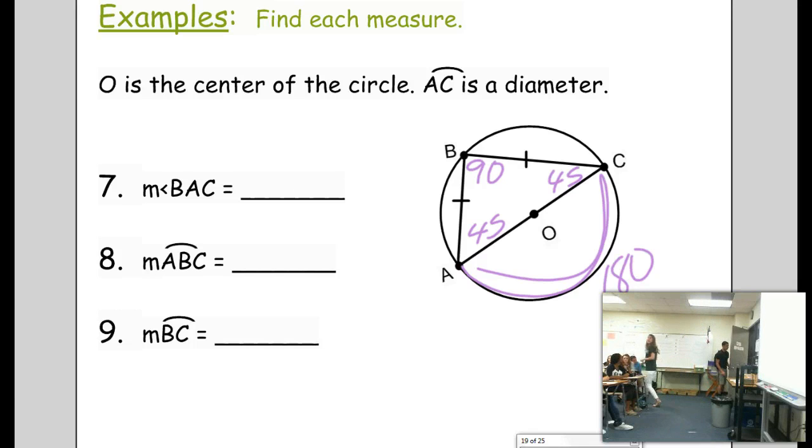So, measure of angle BAC. Already marked it. 45. Measure of arc ABC. Whether it's arc ABC or arc AC, it's the same answer. 180. And then arc BC. 90.